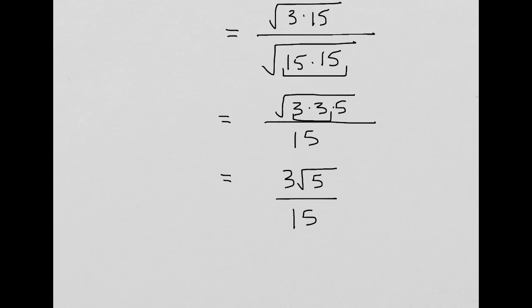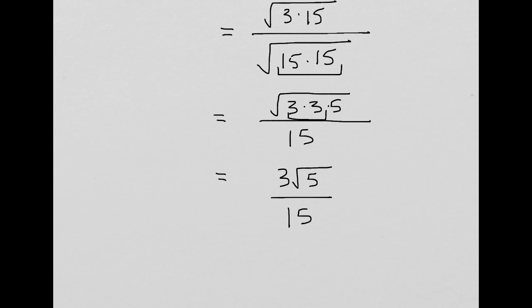So if you look at my expression, it's definitely rationalized because I don't have any radicals in the bottom. The last thing I want to do is simplify the fraction that I have. So 3 is a common factor to both the top and the bottom numbers. So if I divide top and bottom by 3, I get 1 over 5. So my final answer is actually going to be square root of 5 over 5.